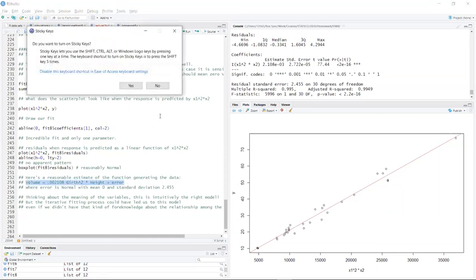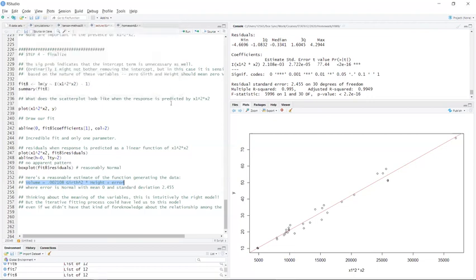Whoa, sticky keys. Shift key 5 times. Disable this keyboard shortcut. I don't know. I'll just close that. Did I mess something up? All right.